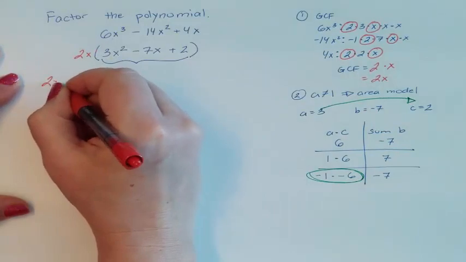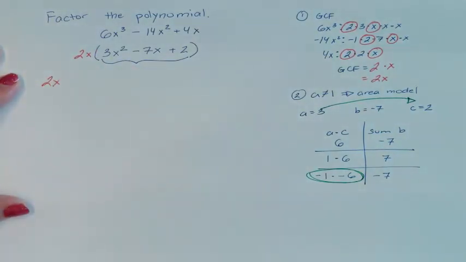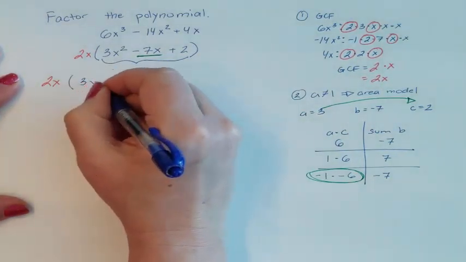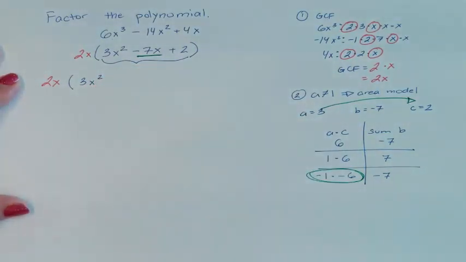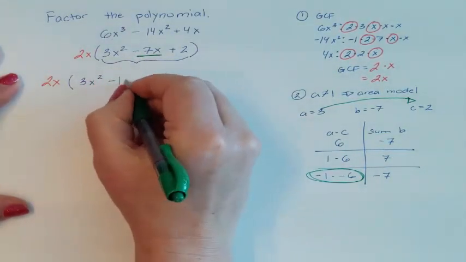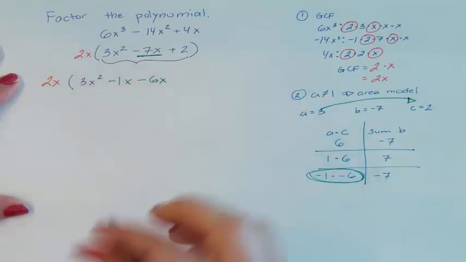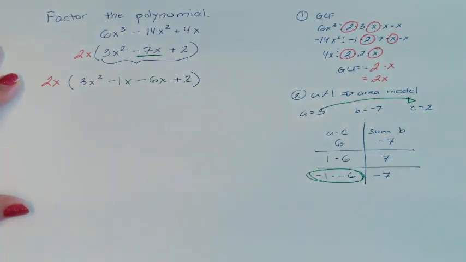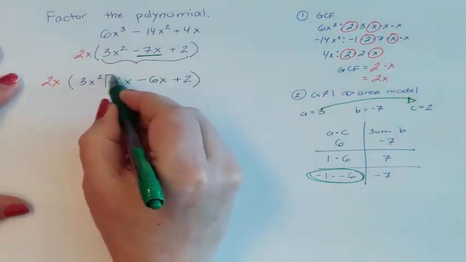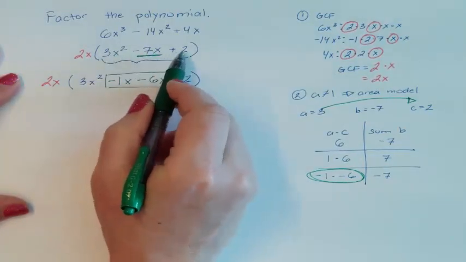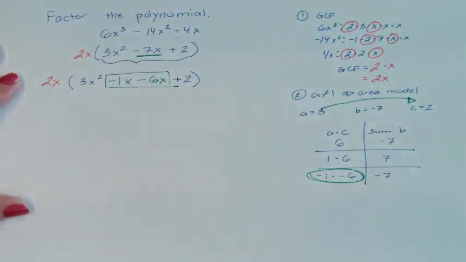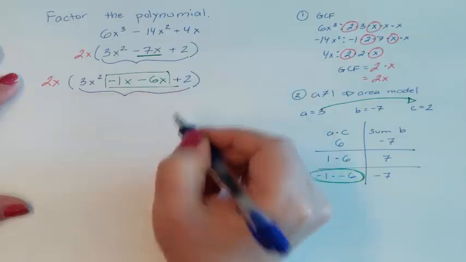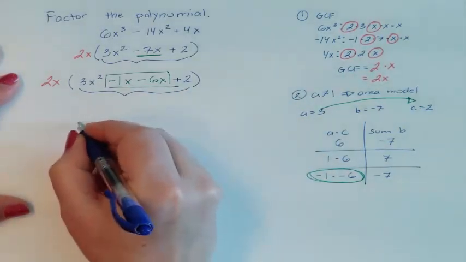The GCF is still a part of the answer. We are trying to split this middle term like we did in other videos, so we would end up having 4 terms in our polynomial. So instead of a negative 7x, I'm doing a negative 1x and a negative 6x, and that plus 2 stays the same. If you are currently lost, you might want to go back and watch previous videos on how we learn to split a 3-term into a 4-term polynomial. So this is what we are doing the area model on, because here is our polynomial.